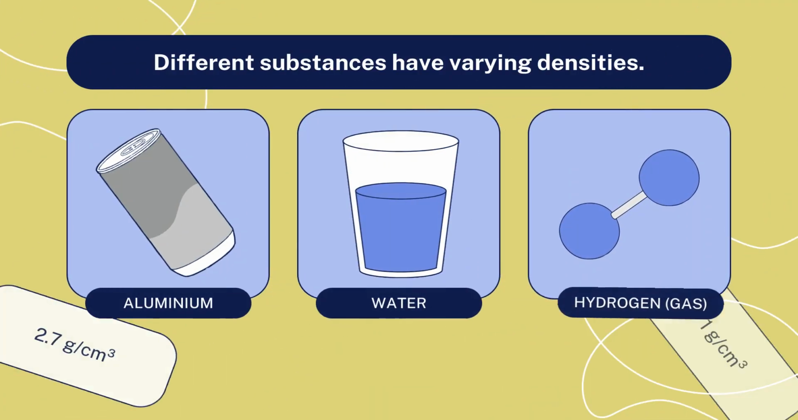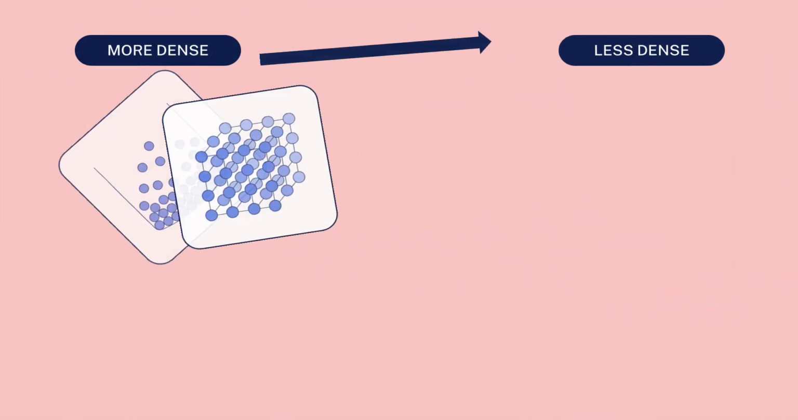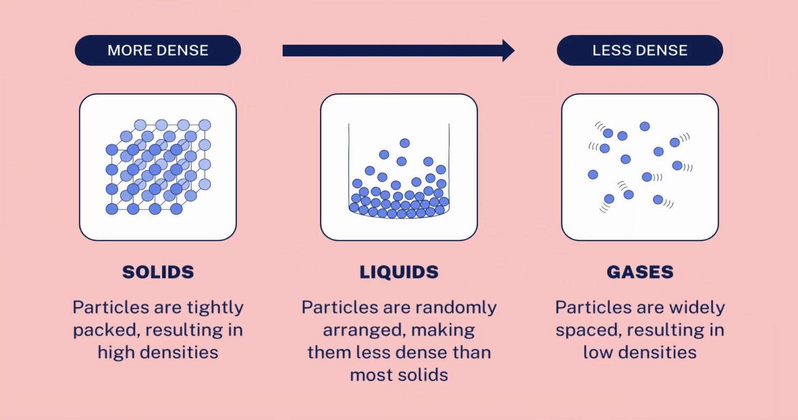Different substances have varying densities, which is a measure of how much mass they contain in a given volume. Let's look at some examples. Aluminium has a density of 2.7 gram per cm cubed. Water, the standard for density, sits at 1 gram per cm cubed. Hydrogen gas, however, has a very low density of 0.000089 gram per cm cubed. This variation in density from solids to liquids to gases is fascinating because it shows how the arrangement of particles affects the overall density of a substance.